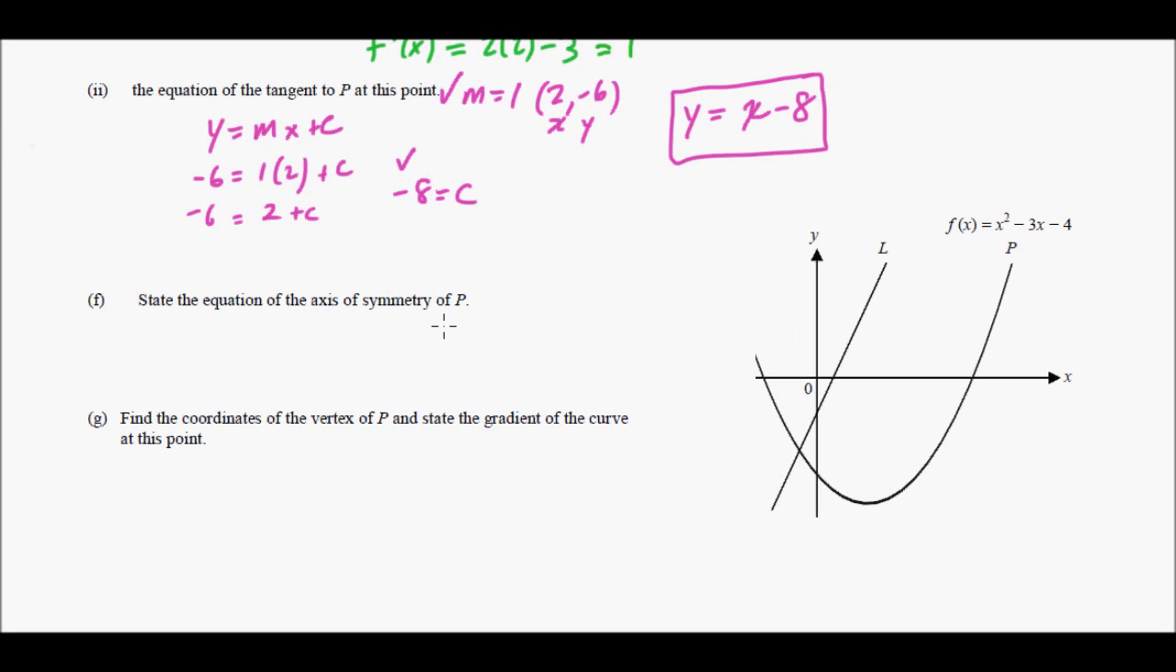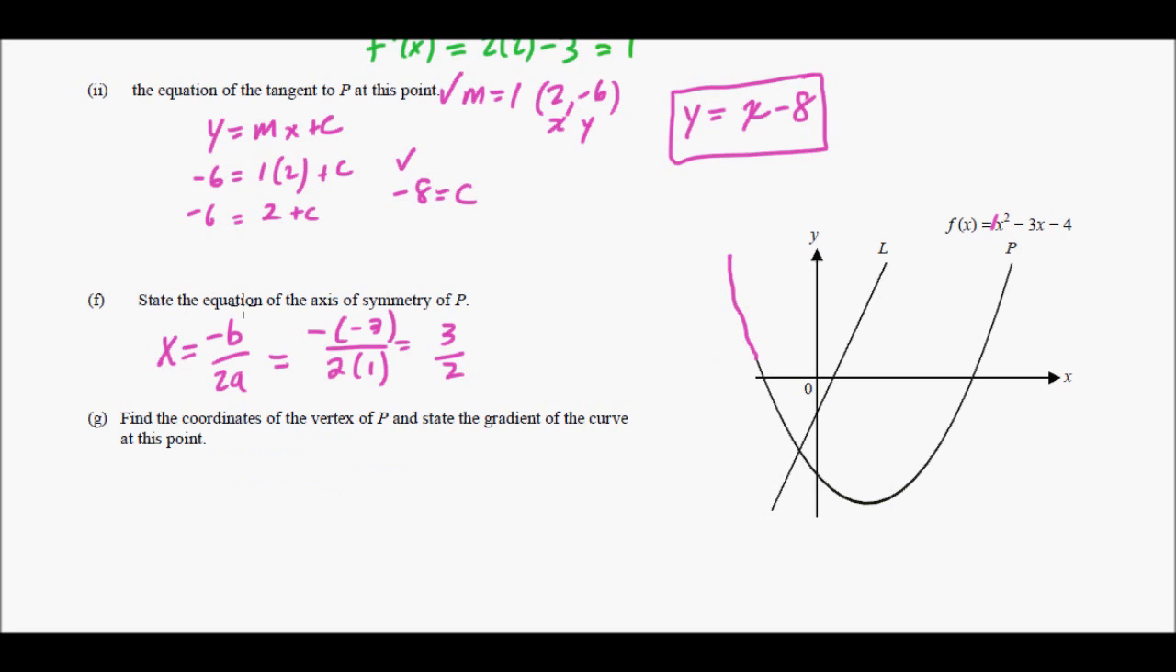Okay, so state the equation of the axis of symmetry of P. Well, P is the parabola here. I cut it off a little bit so I could fit it. Again, this is not calculus. The axis of symmetry is in your formula booklets: x equals negative b over 2a. We have negative 3 here, so it would be negative 3 over 2 times 1, because there's nothing in front, it's just a 1. So it's going to be 3 over 2. That's our axis of symmetry right there.